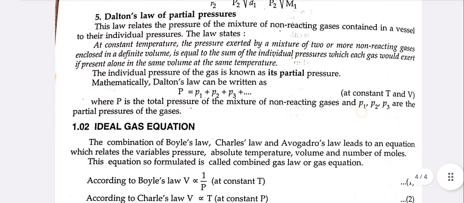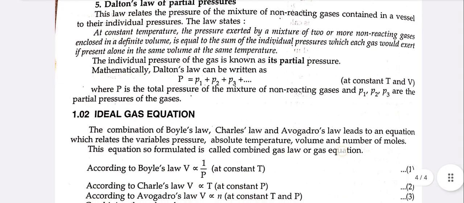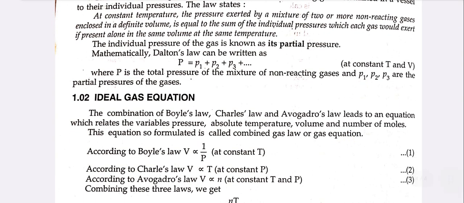The individual pressure of the gas is known as its partial pressure. Mathematically, Dalton's law can be written as P = P1 + P2 + P3 and so on, at constant temperature and volume, where P is the total pressure of the mixture of non-reacting gases and P1, P2, P3 are the partial pressures of the gases.